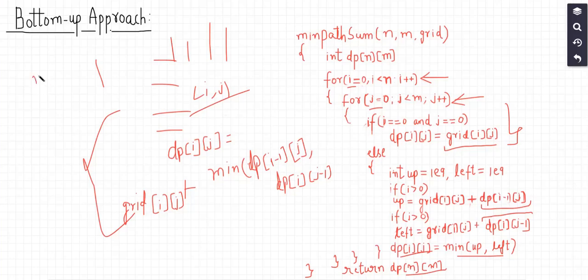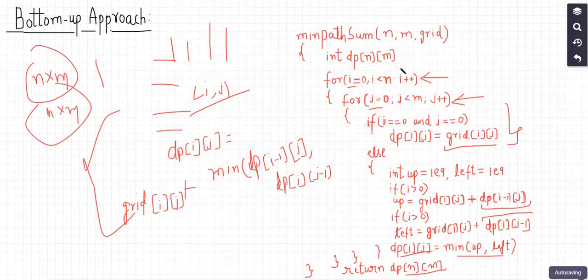The time complexity stays the same, n cross m, and the space complexity is also n cross m, because we are using the same matrix. The number of pairs that we are iterating over: i iterates n times and j iterates m times. Hence, we would have n cross m time complexity. Okay, so that's all for this video.